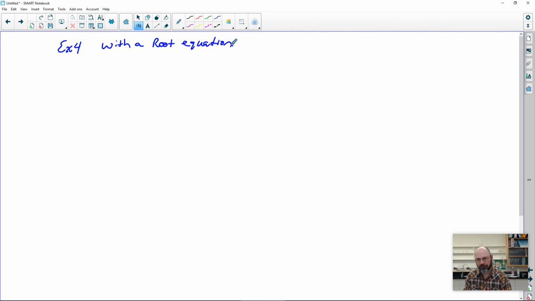Okay, rules are pretty similar. So let's go ahead and set up one with a root equation, which I have here: x squared times the square root of 1 minus x cubed dx.